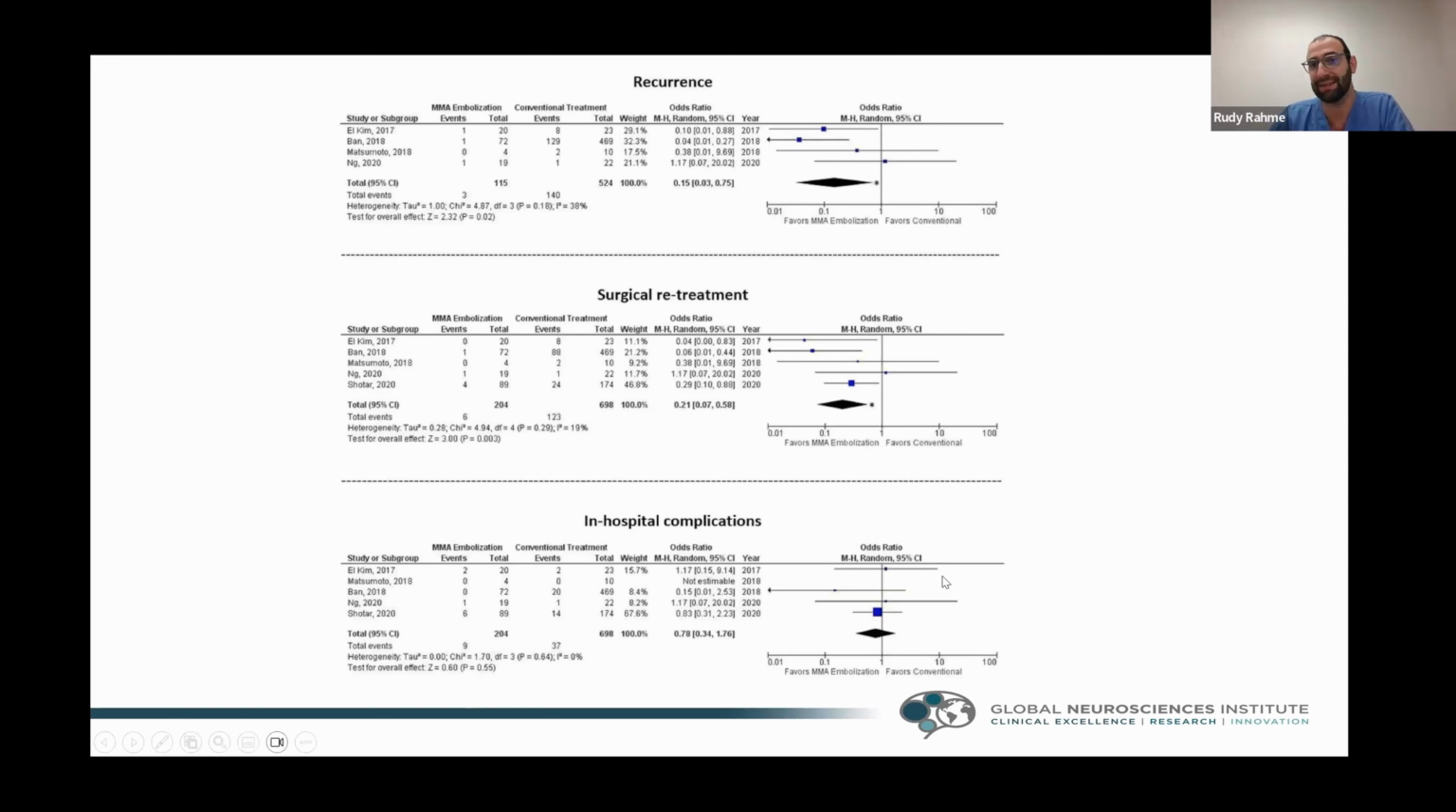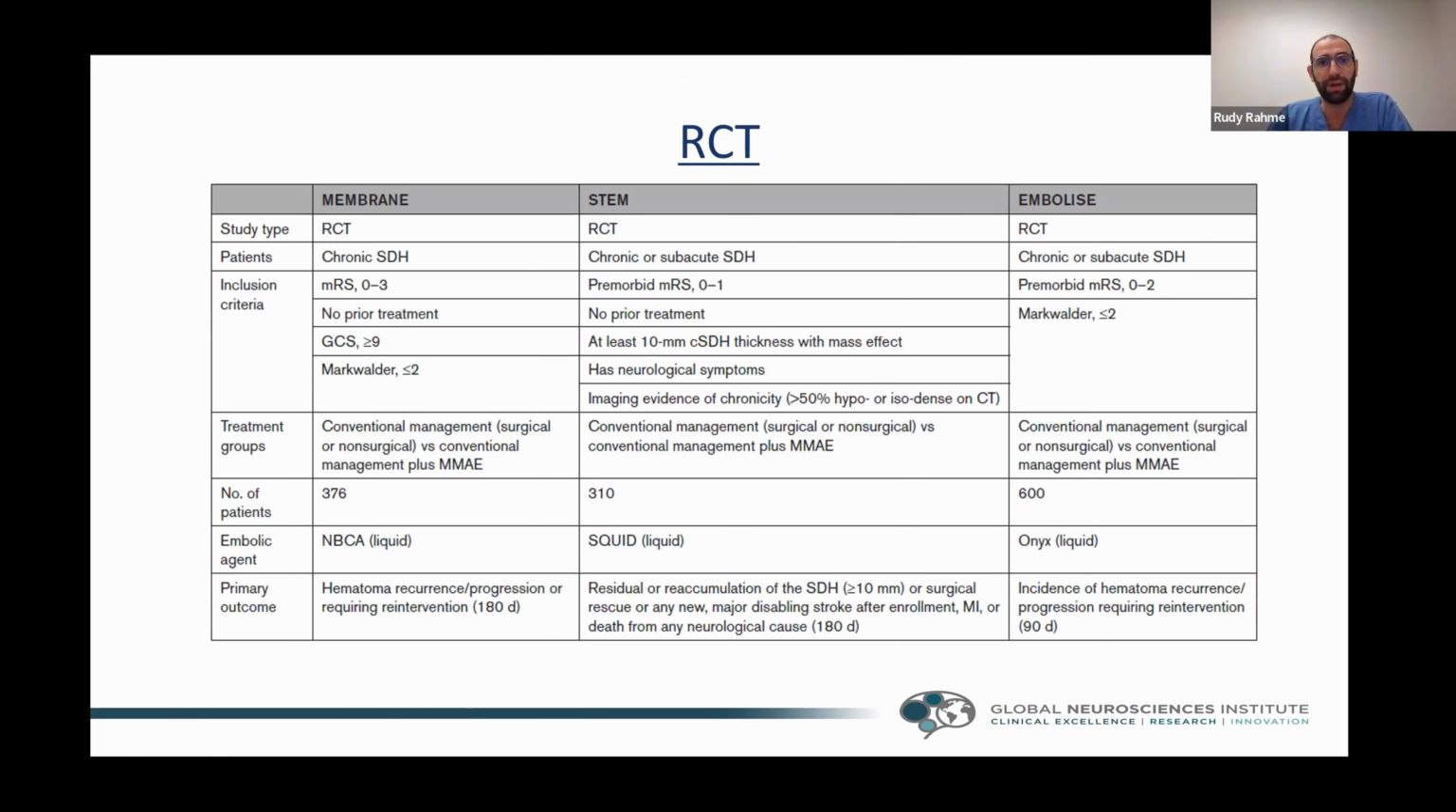So it's a safe procedure. We know it's safe, we know it works, and we know it helps. There are three randomized controlled trials currently ongoing in the U.S. They're pretty much all the same. They're addressing chronic or subacute subdural hematomas. The treatment arms are similar.